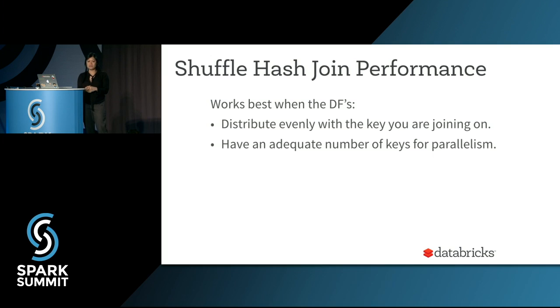And the other thing that you need for a shuffle hash join to work well is you need an adequate number of keys for your data set size. So, you know, if you have 2 million rows, and you just have 200 keys or so, you'll never get more than 200 parallelism on that particular data set. So you want to have a good number of keys relative to your current data set size. Those are the two conditions you need for a shuffle hash join to work well.